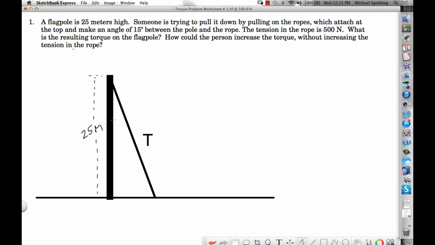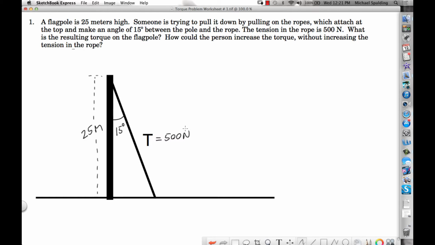They tell us in the problem that there's a rope pulling on the flagpole, and it makes a 15-degree angle between the rope and the pole. And then we're also told that this tension is 500 newtons. So what we're asked to solve for is the resulting torque on the flagpole.